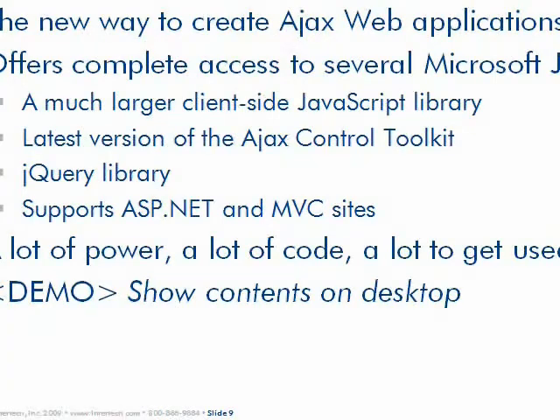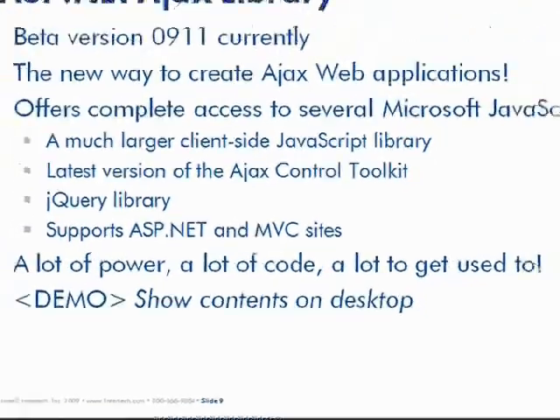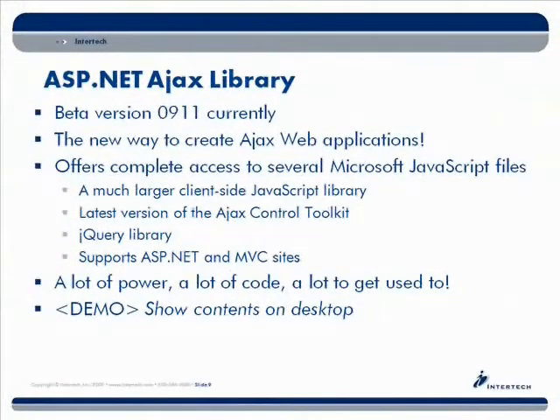The Ajax library actually is the combination of all of the functionality that we might need for doing ASP.NET Ajax programming. It's going to include all the necessary JavaScript files, such as the Ajax JavaScript library. It's going to include the Ajax Control Toolkit, something I just demonstrated a little bit ago. It's also going to include jQuery. jQuery, which is an awesome JavaScript library that Microsoft did not write, gives us easy access to all the different controls just based on their ID, and we can go ahead and manipulate them, very much like CSS. And it also gives us support for ASP.NET and MVC, Model View Controller sites.